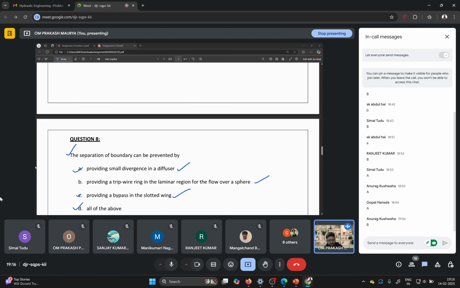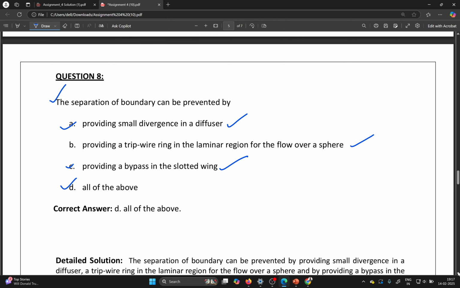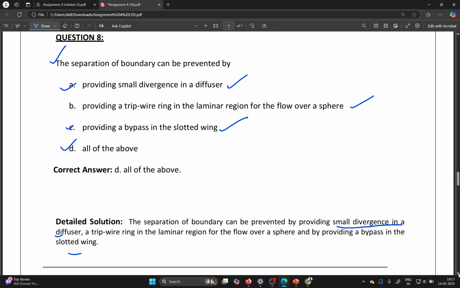I'll not take much time here for question number 8. So we'll move on. Actually, for question number 8, all options are correct. Here you can just read the detailed solution. The separation of boundary layer can be prevented by providing a small divergence in a diffuser, a trip wire ring in the laminar region for flow over a sphere, and by providing bypass in the slotted wing. So all options are correct. These are the ways to prevent the separation of boundary layer.